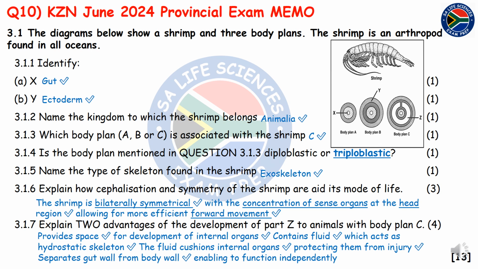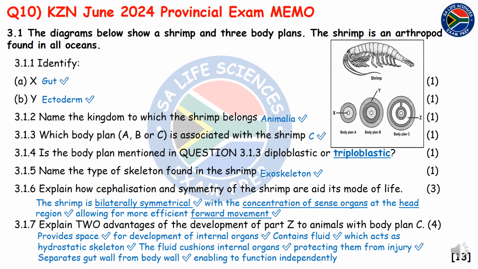Explain how cephalization and symmetry of the shrimp aid in its mode of life. So for this question, we have to refer to cephalization and we have to refer to bilateral symmetry. And then we have to say how each one of those aids in its mode of life. So mode of life usually refers to movement or the way it eats, for example. So the shrimp is bilaterally symmetrical with a concentration of sense organs at the head. The concentration of sense organs at the head is cephalization.